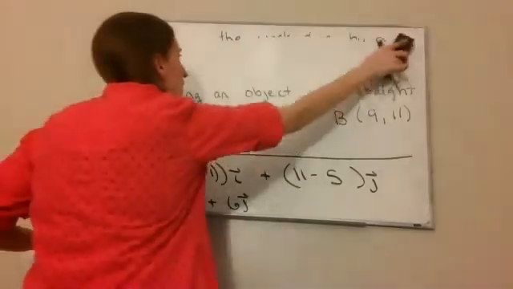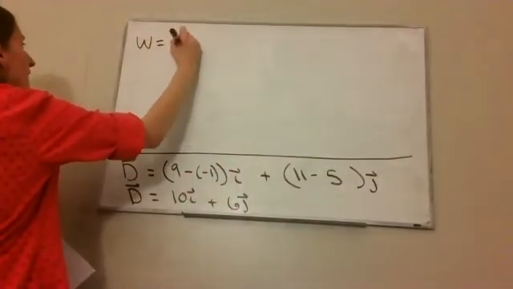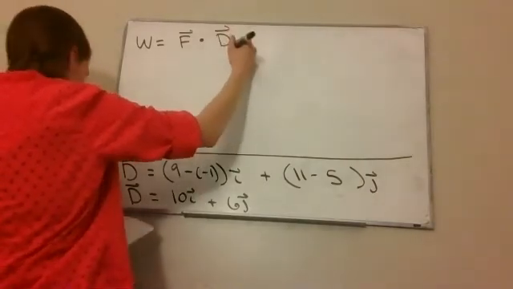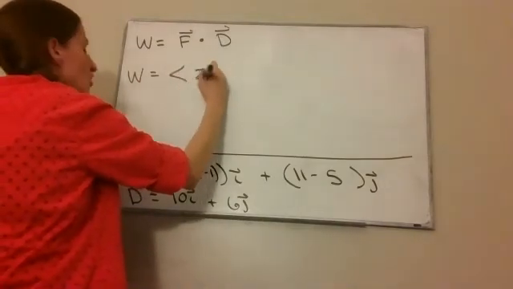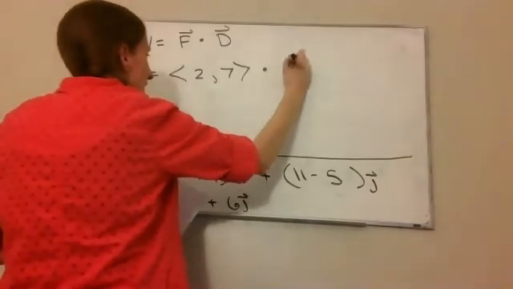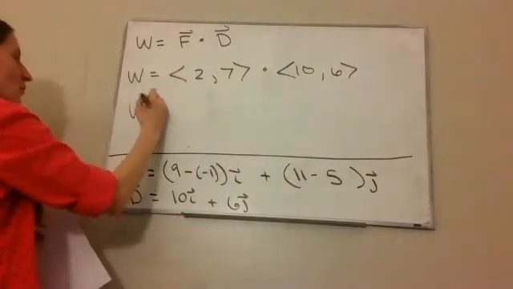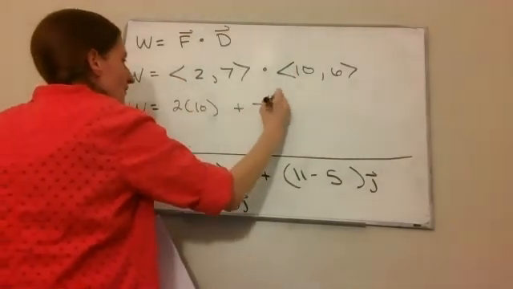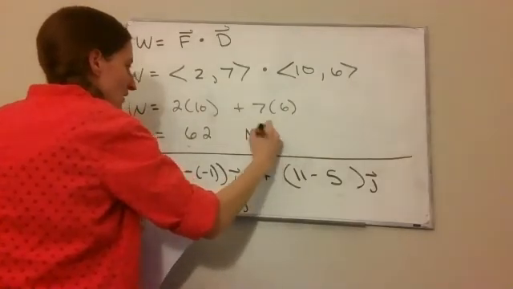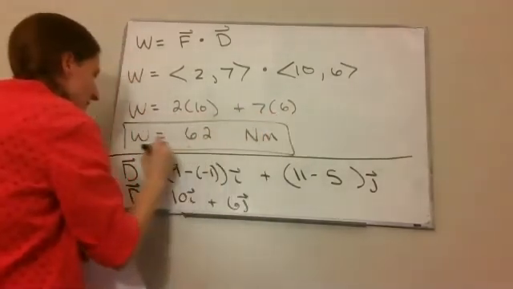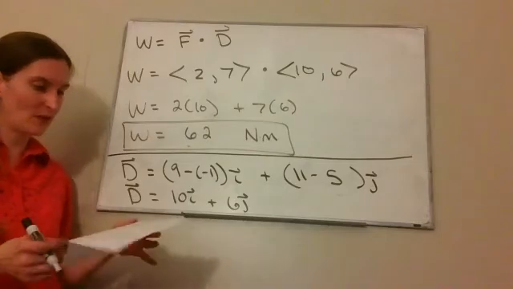So then I can find my work by doing the dot product of this displacement and my force. So work is equal to the force vector dot the displacement vector. And so I'm going to have work is my force, which was 2i plus 7j, so that's 2, 7, dot my displacement, 10, 6. So work is equal to 2 times 10 plus 7 times 6, which is 20 plus 42, 62 newtons times meters. And that's all there is to finding the work when you have the force vector, and you can find the displacement vector pretty easily.